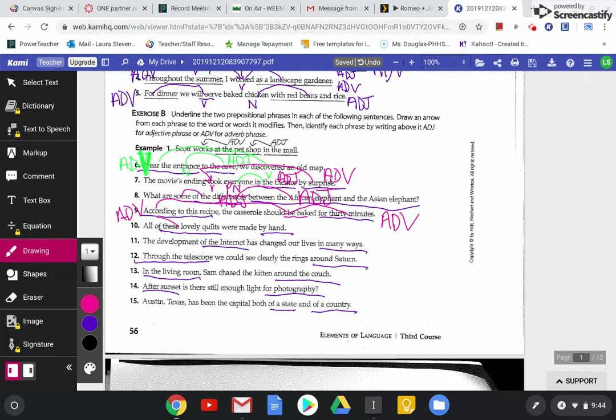What's of the lovely quilts? All. That's a pronoun, right? All were made. So that's how I know that was in the noun spot, the subject spot. This was an adjective phrase. What's happening by hand? They were made. Were made, to make. You got an adverb phrase because this one's a verb. Sorry, that's a whole verb phrase.